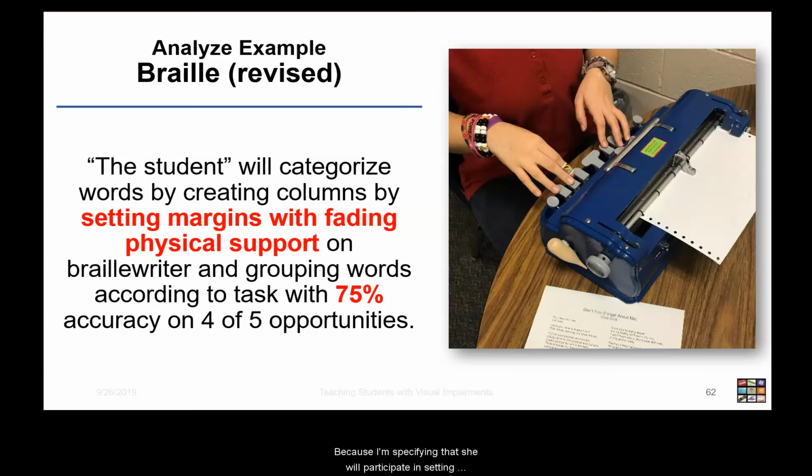This goal can be made smarter by indicating if the student will adjust the margins independently or with support. Because I'm specifying that she will participate in setting the margins, I'm going to drop the accuracy just slightly to 75%. The goal now reads, the student will categorize words by creating columns by setting margins with fading physical support on a Braille Writer and grouping words according to task with 75% accuracy on 4 of 5 opportunities.